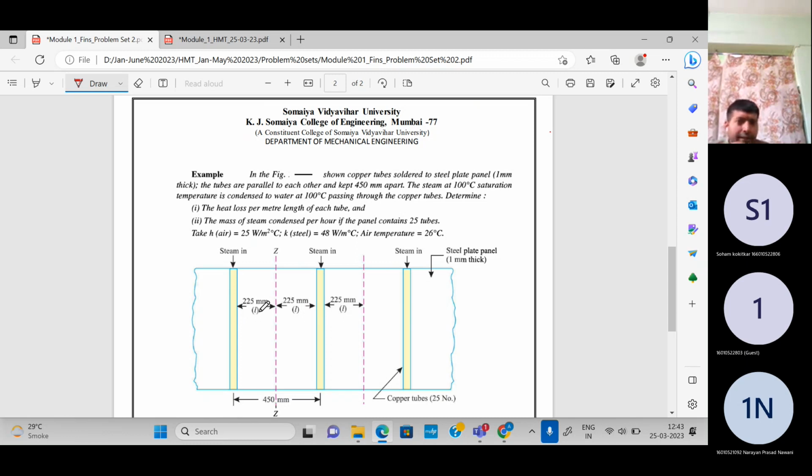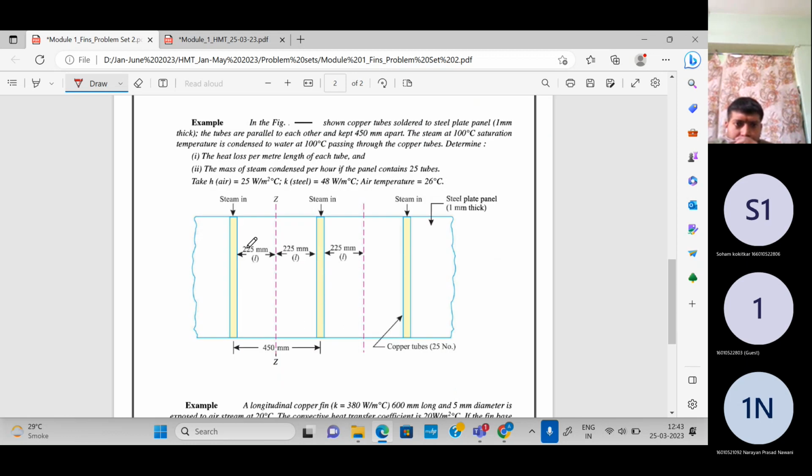Okay, इधर ध्यान दीजिए सभी लोग. What is this? This is a steel plate. On this steel plate, a number of parallel copper tubes are soldered. Okay, so due to the symmetry in the geometry, you can see the distance between the two parallel copper tubes is 450 mm. Okay, so you can see the middle point, at the middle the half distance is there, 225 mm, 225 mm, half of 450.